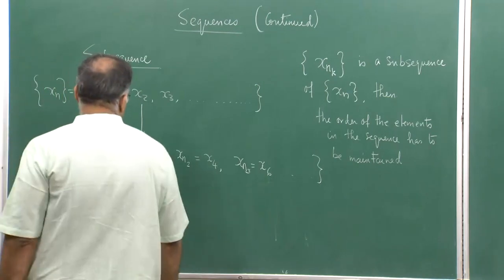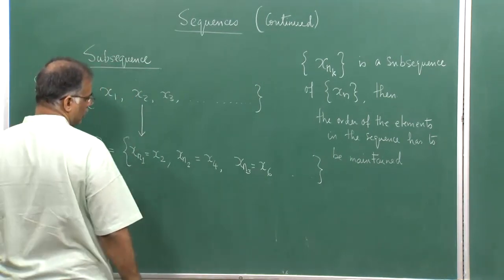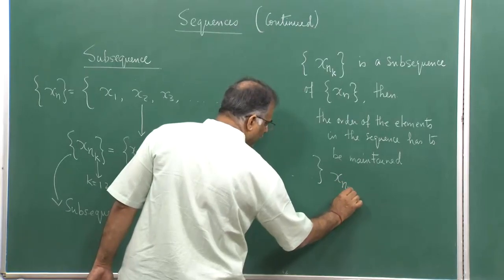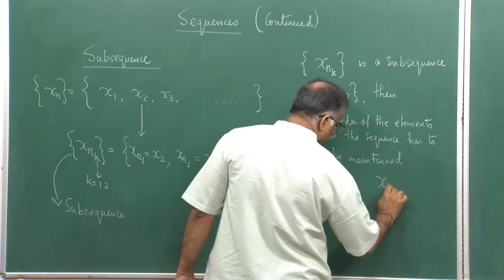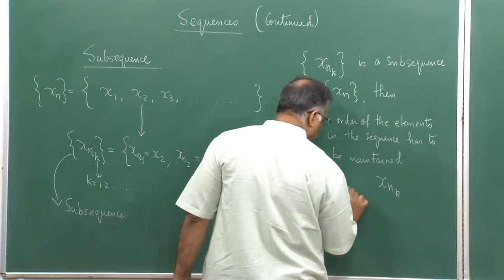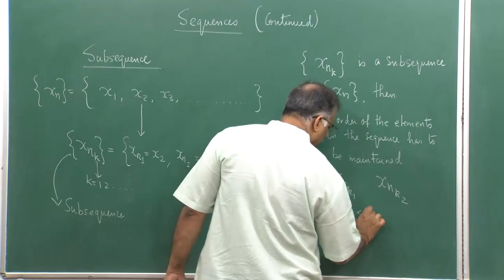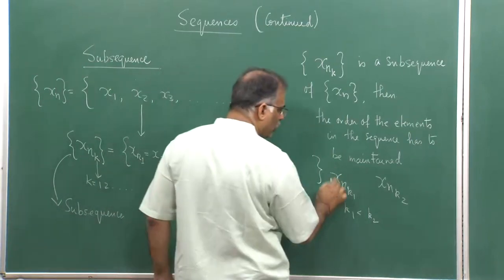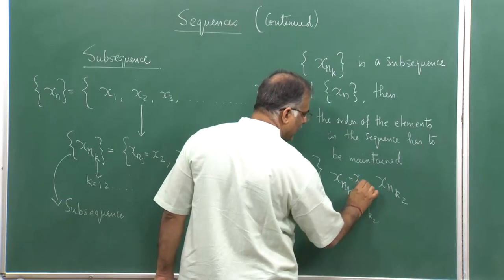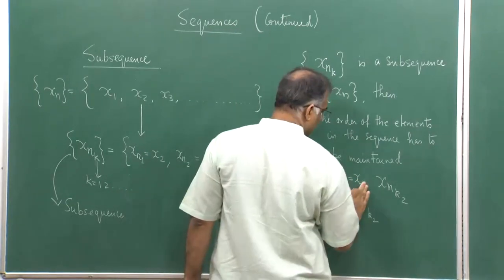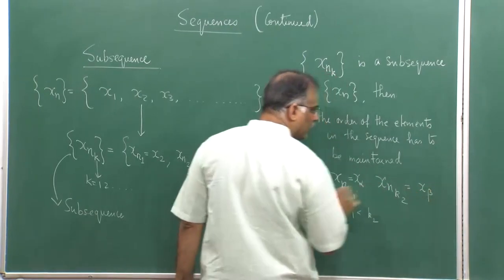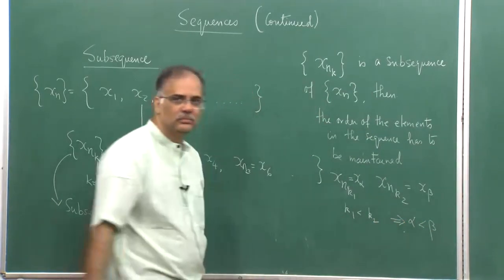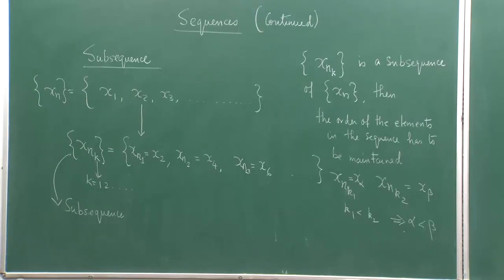So, the element in xnk1, suppose I write xk1 and xk2, where k1 is strictly less than k2. If I write that, then the corresponding element, suppose this is corresponding to some x alpha in the original sequence, and this is corresponding to some x beta in the original sequence, then alpha must also be strictly less than beta. This has to happen, otherwise you do not get a subsequence.